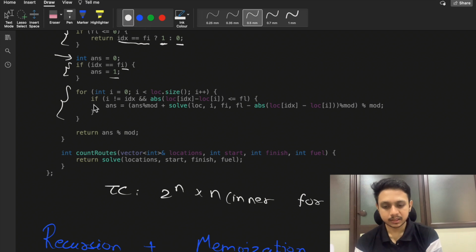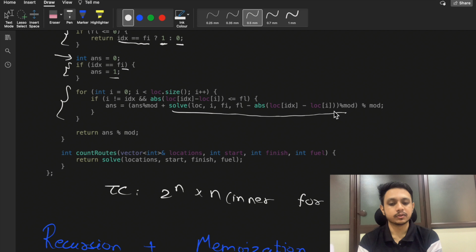That is nothing but the recursive step. So in the recursive step, what you will do is, we have taken the for loop and try to find the routes to all the other cities. That means from index 0 to all the different cities that we have in the locations. So we would check if I is not equal to idx, that means this is not equal to the current location, and the absolute difference, which is nothing but the required fuel, is less than the current fuel that we have, then in that case we would try to solve it.